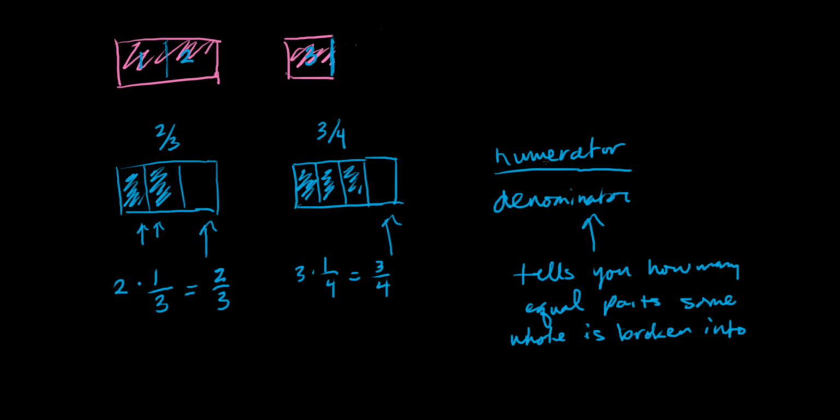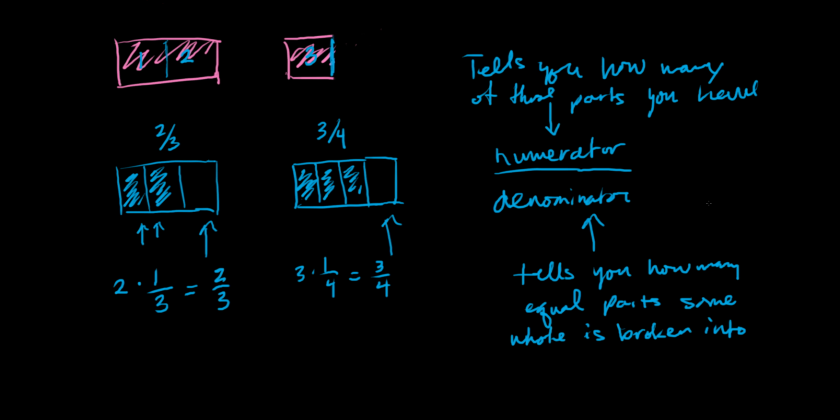And then what does a numerator tell you? The numerator tells you how many of those parts you have. So if you have fourths, your thing's broken into fourths, and then you have 3 of them. Well, the 3 is in the numerator. The 3 is telling you how many of those. So the numerator tells you how many of those parts you have.